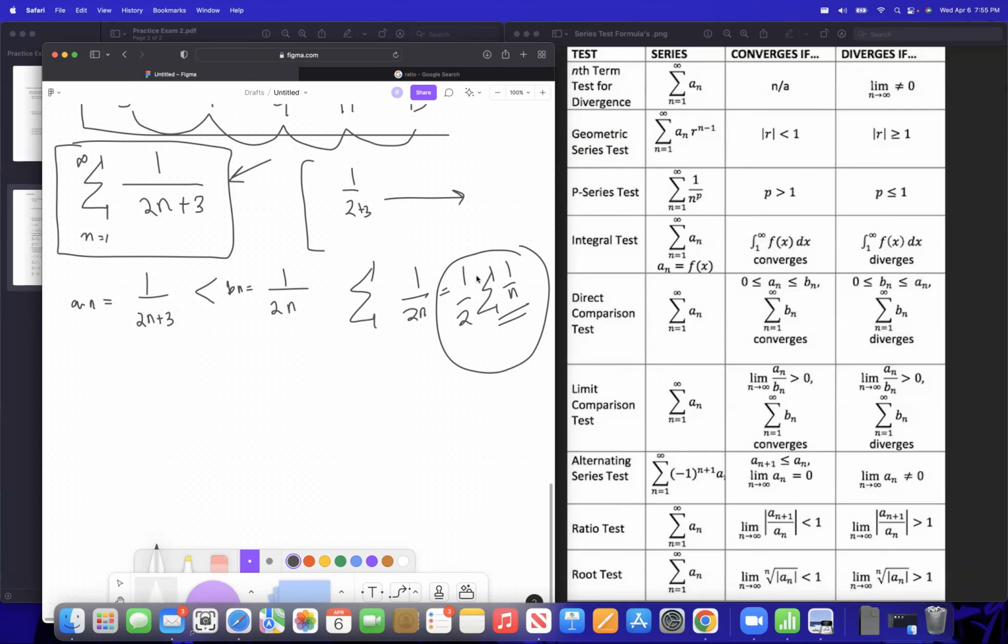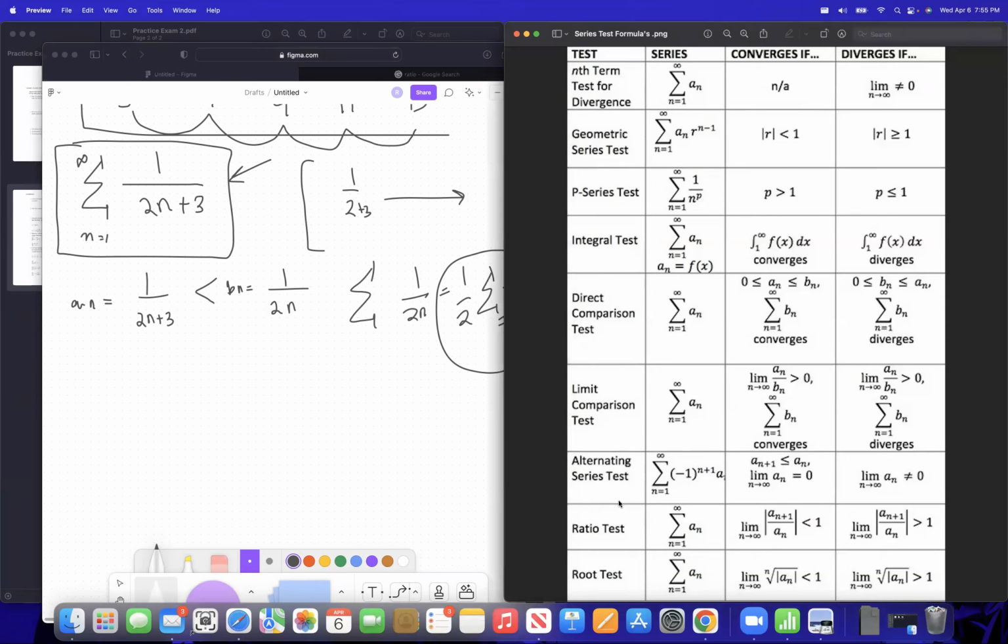But again, what test do I use now? It's not alternating. I don't see a -1 out front. It's not a ratio test because I don't see factorials. It's not a root test. It could be an integral test. In fact, that would probably work with a u sub, but let's avoid that if possible. It's not geometric because we don't see anything raised to the power of n. And it's not a direct comparison test because I just tried that, but the limit comparison test may work.